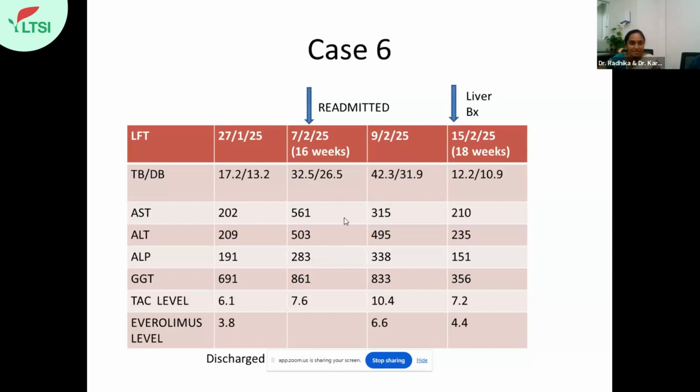And by the time we started the first plasma exchange after septic screening, her bilirubin went up to 42.3 with a direct component of 31 and a gamma GT level of 833. Subsequently, we planned for a liver biopsy, but after reducing the bilirubin to below 15. So after 3 cycles of plasma exchanges, we went ahead and did a second liver biopsy in our center. Mukul sir.